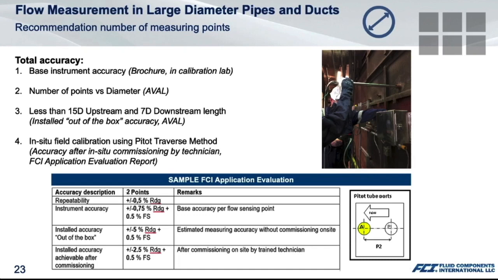As you can indicate, the repeatability is not affected by the number of points, but the instrument accuracy is the base instrument accuracy specified in the brochure. The out-of-the-box installed accuracy is estimated without any commissioning on site, without the Pitot Traverse method. Therefore, this value depends on your upstream and downstream lengths and the number of points versus diameter. Lastly, the manufacturer can provide you with an installed accuracy which may be achievable after commissioning using the Pitot Traverse method.